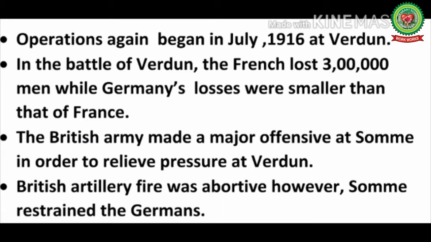The British Army made a major offensive at Somme in order to relieve pressure at Verdun. The British Army attacked on Somme, and it was a way to help her ally France against Germany. British artillery fire was abortive. However, Somme restrained the Germans. In the Battle of Somme, the British were not so successful, but still it was a helpful factor in order to relieve pressure on France, because now Germany was busy on two fronts, one at Verdun and second at Somme.